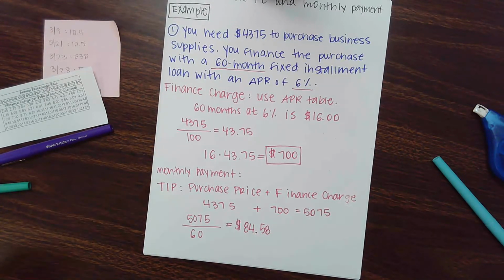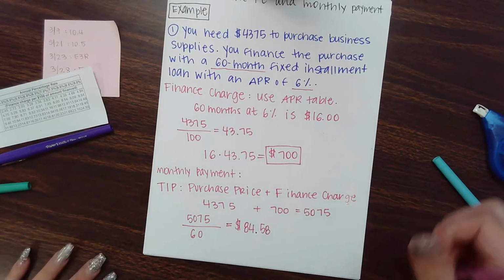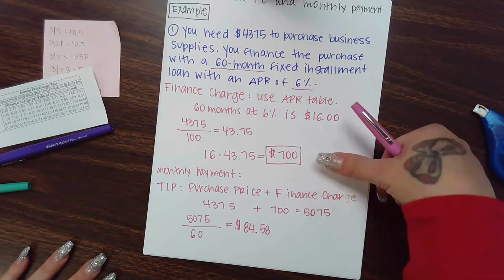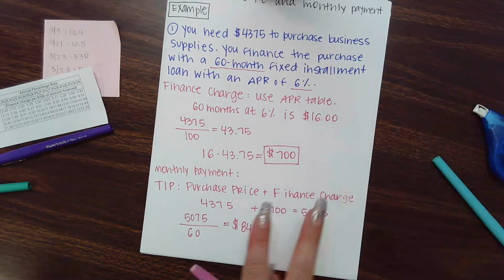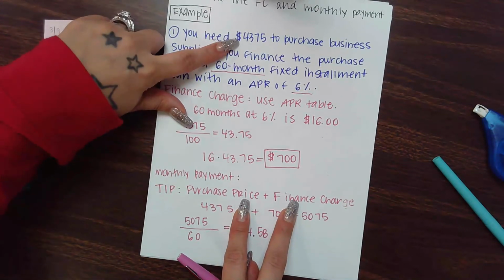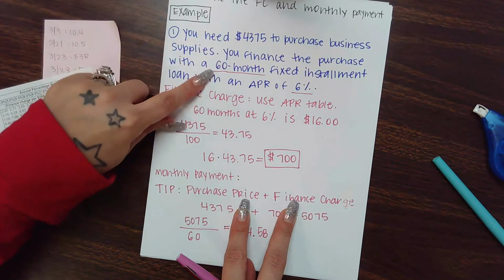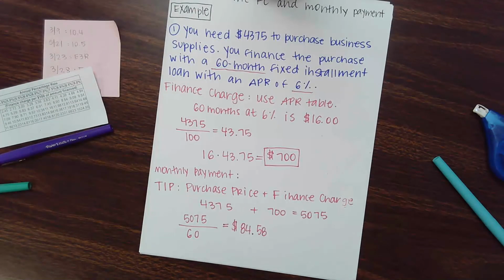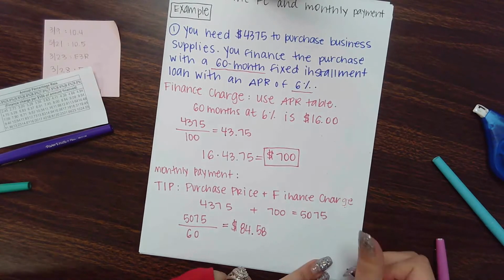There's one or two of these on the homework, y'all. Find the finance charge, add it to that beginning price, and then just divide it by the total monthly payments. I'm sorry, the total monthly whatever that you see there. Because that's how you figure out how much you're actually paying every single month. Okay. I'm gonna swish the page.